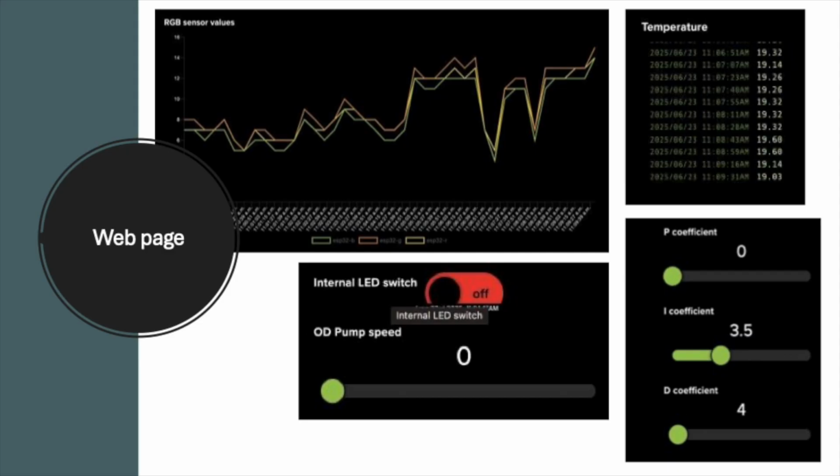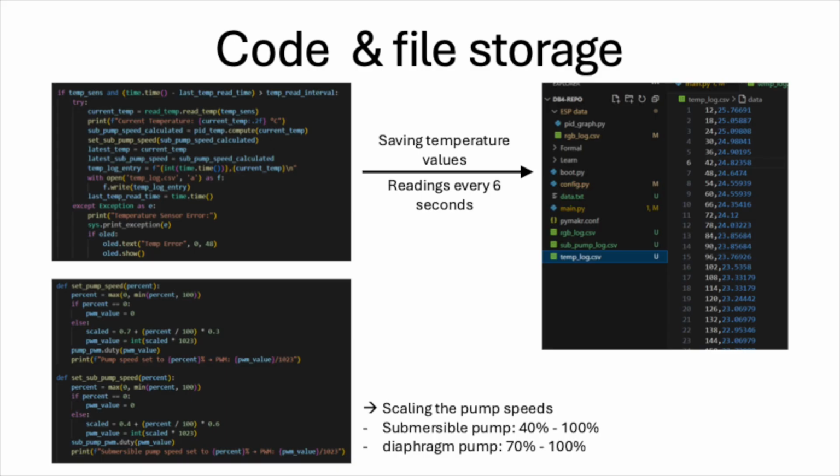For the web page, we used it to tune the PID values while also getting RGB and temperature readings. We also added a slider to adjust the pump speed manually when needed. On the left are 2 code snippets. The top saves thermistor readings to a CSV file, while the bottom scales the PWM to ensure each pump operates above its minimum required level.